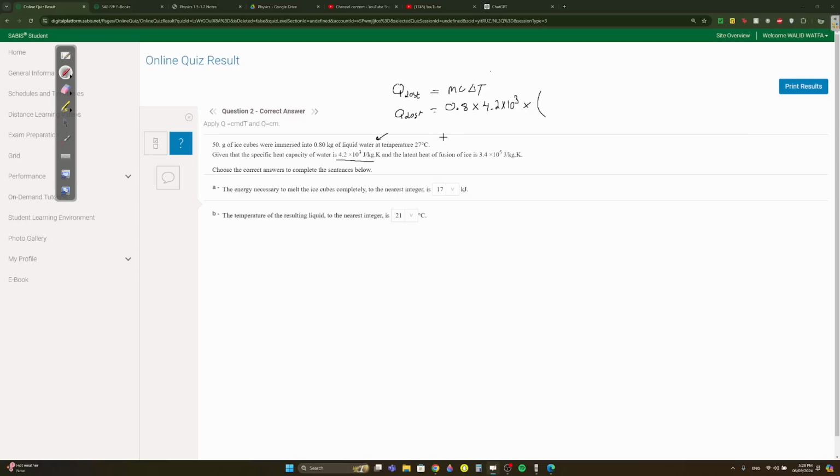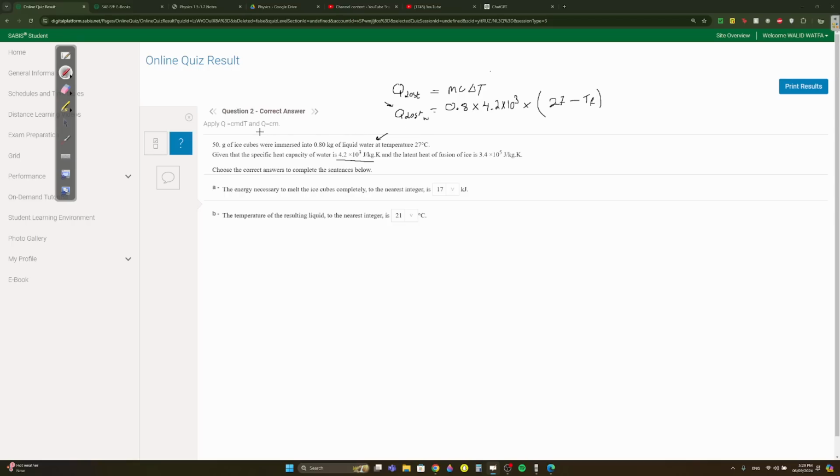So it should be 27 minus... Oh, no, just 27 minus the other temperature. It doesn't matter, final minus initial. Okay, it should be positive, that's why. So 27 minus whatever the other temperature is. That's called TF, right? So this is the Q of that water is losing. Q lost, let's say W for water. This is the energy water lost.